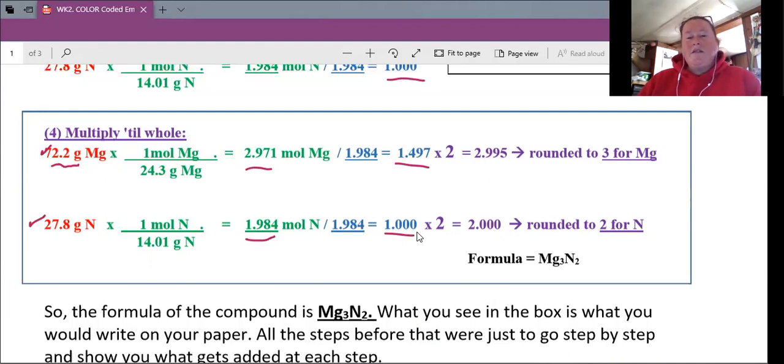So again, this is ending in 0.5-ish. So if we double it, it ends up being in the calculator 2.995. And that is so close to 3. So with this one, we also double it. We get 2 for that. So the formula is Mg3N2.